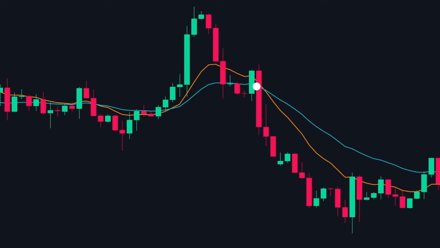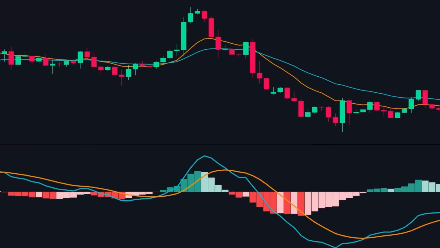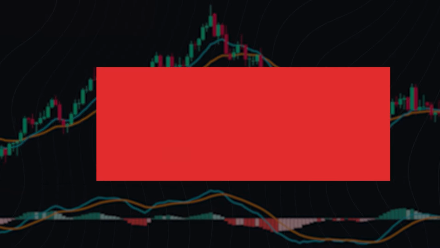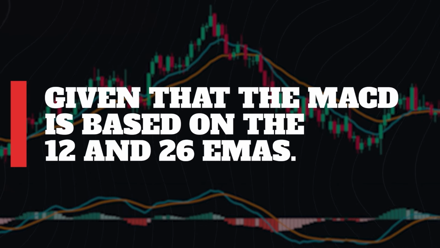As a result, entries are frequently delayed, and the price may have already changed significantly. To address this issue, we can use the MACD crossover. The MACD crossover can provide an early warning of a reversal, resulting in better entry points and lesser stop losses. To demonstrate this, I have plotted the 12 and 26 EMAs on the chart beside the MACD. This contrast is particularly noteworthy given that the MACD is based on the 12 and 26 EMAs.